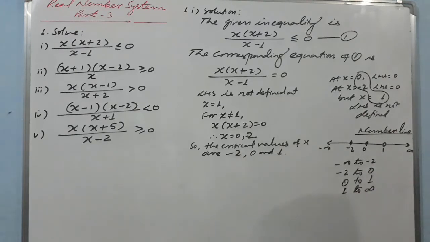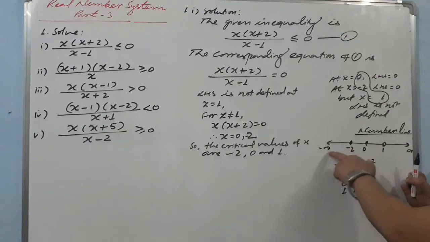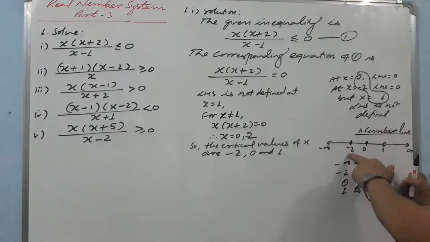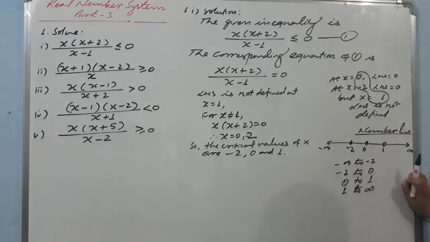So it's clear from the number line: minus infinity to minus 2, minus 2 to 0, 0 to 1, and 1 to infinity. With infinity we always use the small bracket. I will tell you later which bracket we have to use properly.